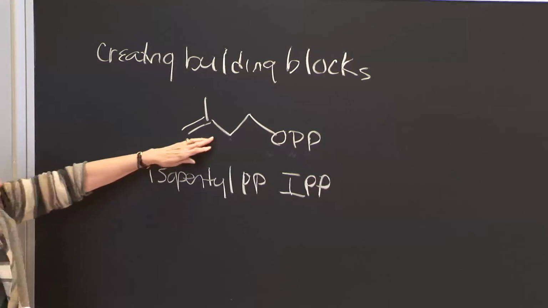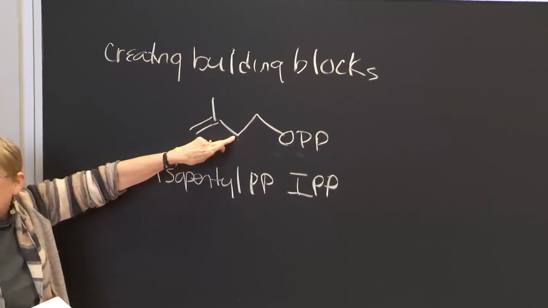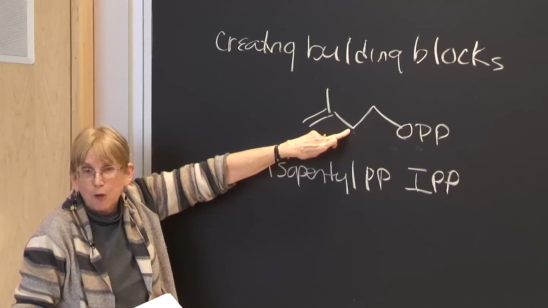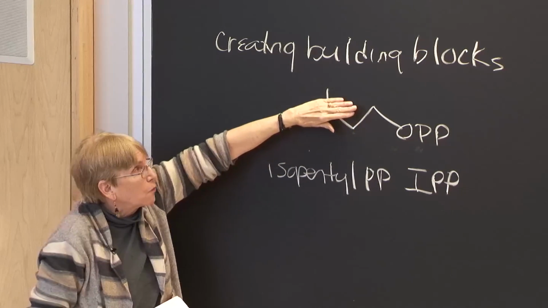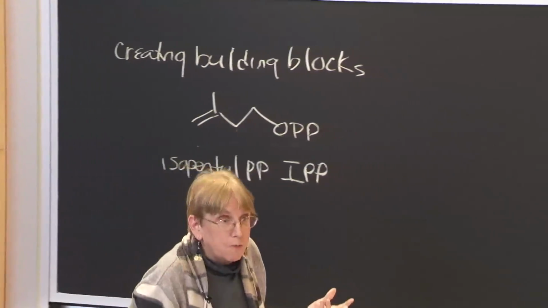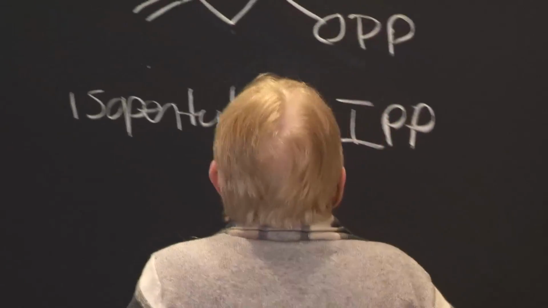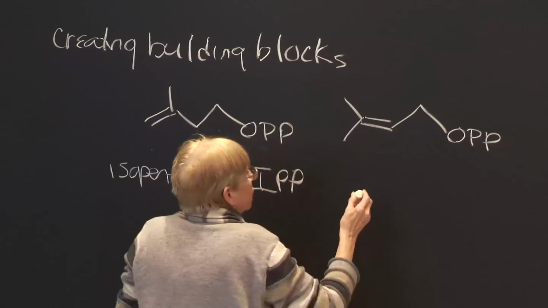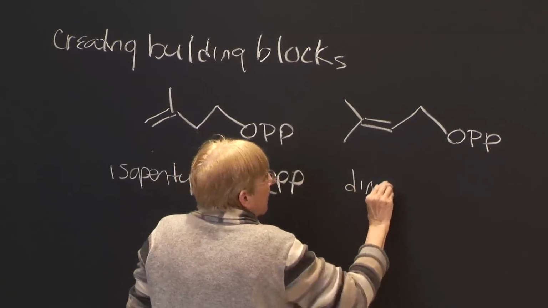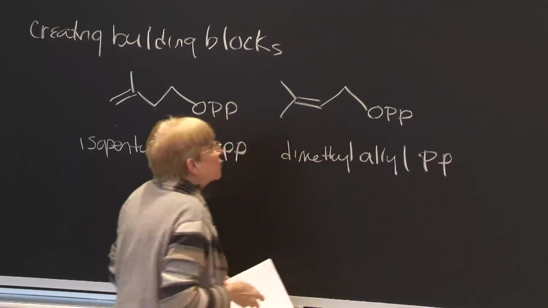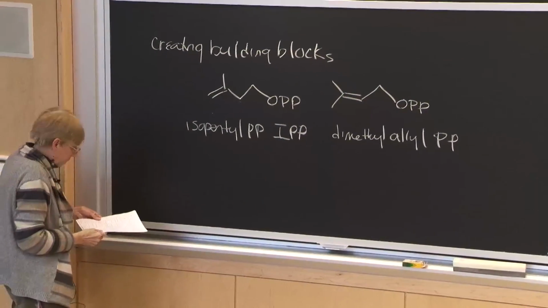And if you look at this hydrogen, what's interesting about this hydrogen chemically? What's the pKa of that hydrogen compared to if it was this hydrogen? It's much lower, yeah. So it can form allylic cations or anions, okay? And so this can readily isomerize to form this species, which is dimethylallyl pyrophosphate, the other key building block that we're going to be looking at.